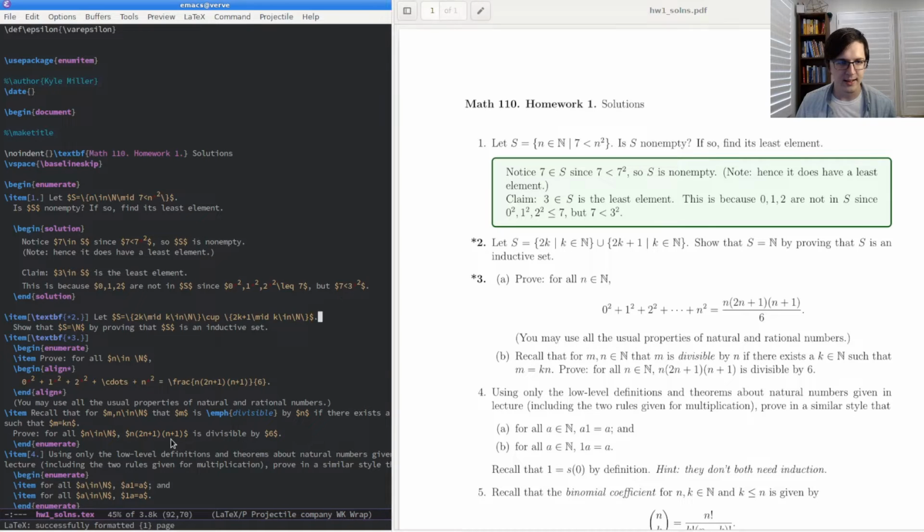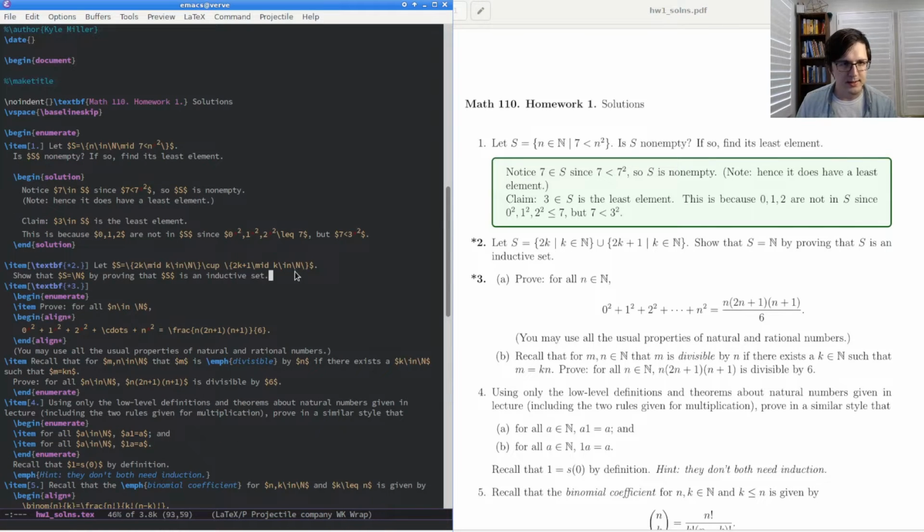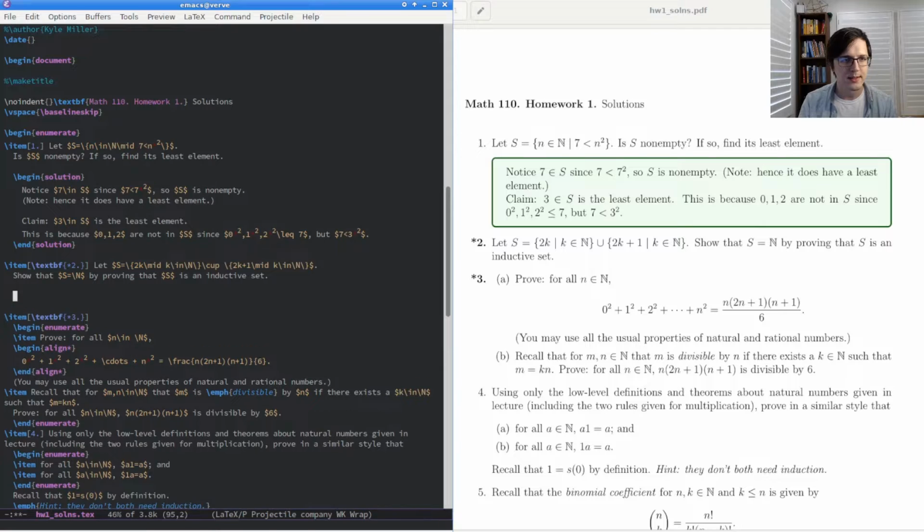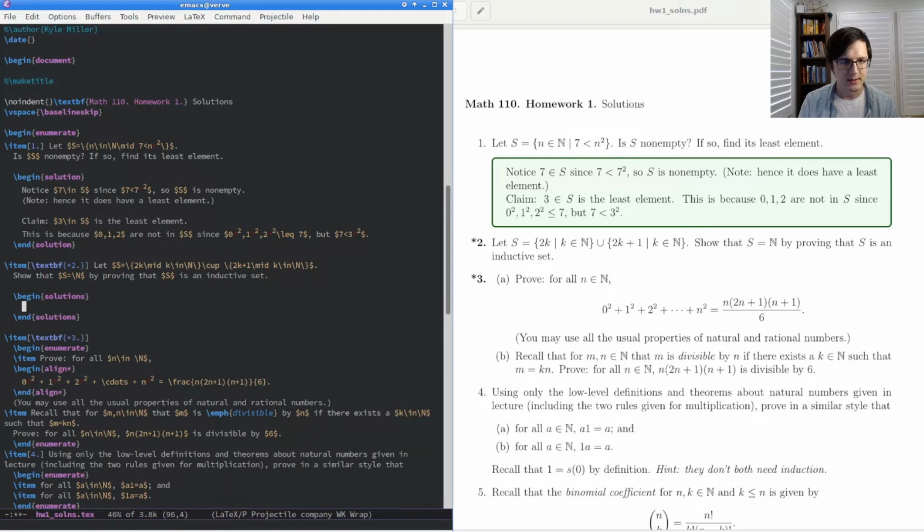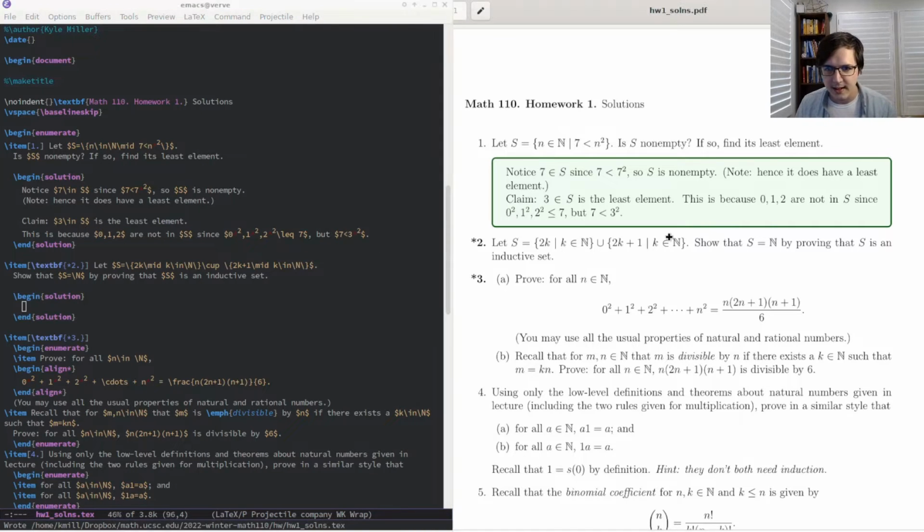We've got a set. Oh, let's set it up. It really wants to create solutions instead of solution. That's annoying. Okay, so we've got the set of all 2k and the set of all 2k plus 1, and we're taking the union, and we want to show that S equals the natural numbers. And we're supposed to do that by showing that it is an inductive set.